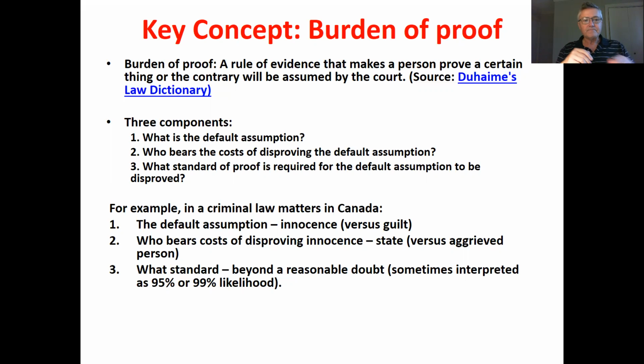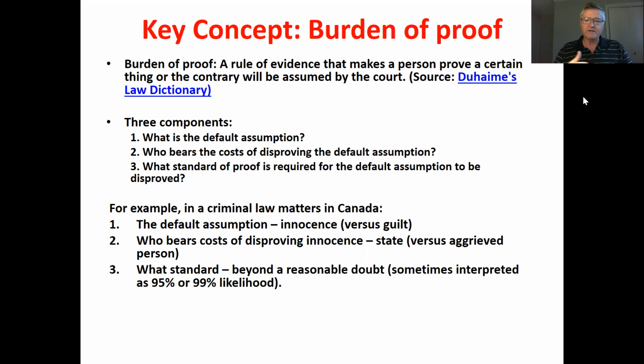If we think about burden of proof, a general definition is a rule of evidence: knowledge or fact that makes a person prove a certain thing, or the contrary will be assumed by the court. So, is a certain thing going to hold, like there's a health effect or an environmental effect of glyphosate? How will that statement be validated as true?